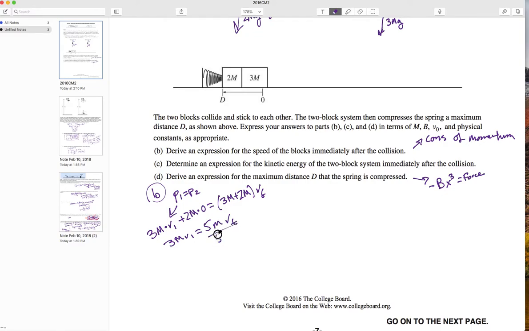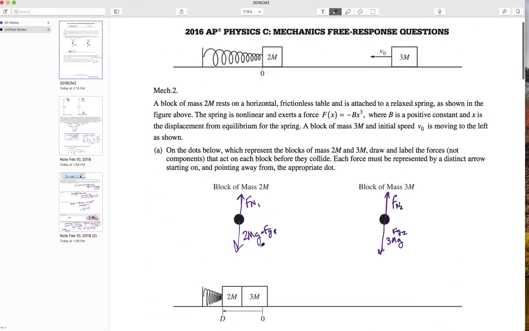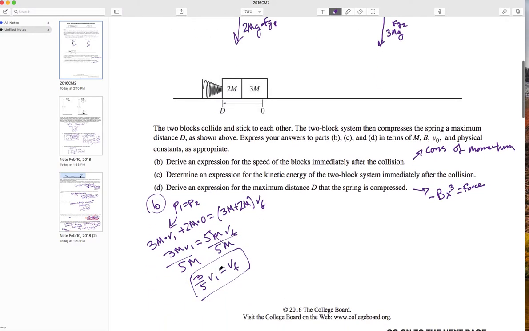Divide each side by 5m, and we get 3/5 v1 is vf. Okay, that's a pretty useful value. In fact, I believe this is actually labeled v0. So let's change this notation to v0 just for clarity. And that is going to solve part B. Just a simple inelastic equation there.